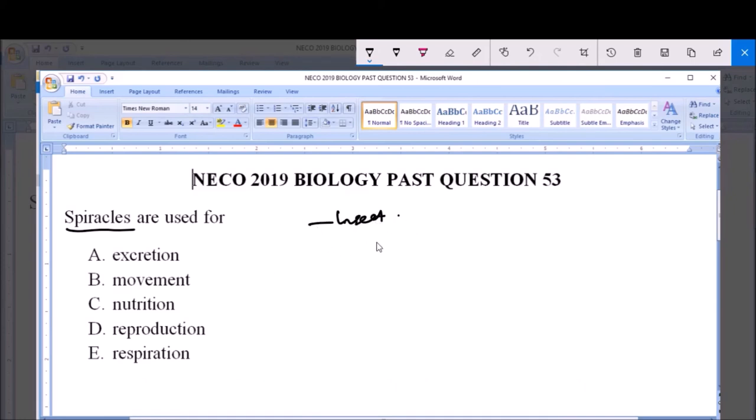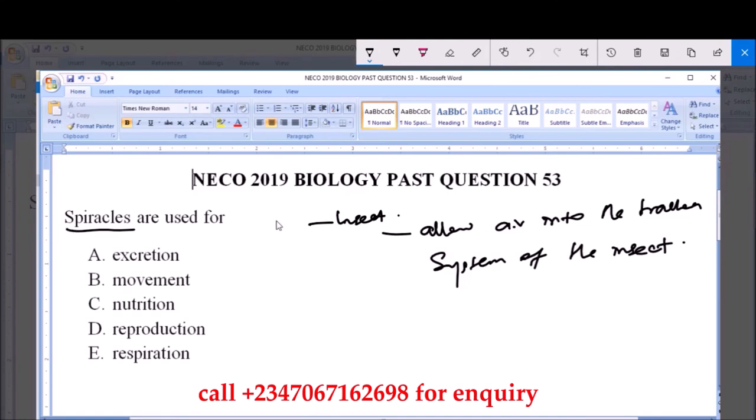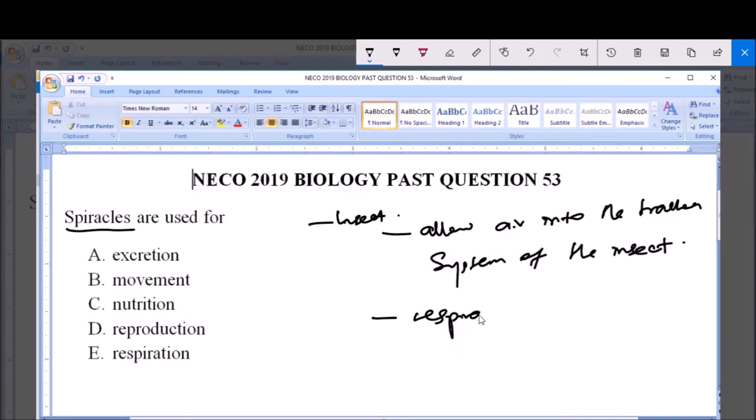Now the use of this spiracle is that spiracle allows air into the tracheal system of the insect, just like how we breathe in air through our nostrils and our mouths. So also the insects breathe in air through the spiracles. So spiracle is actually an organ of respiration, concerned with respiration. And that is option E. So spiracle, which is a part of an insect, is used for respiration.